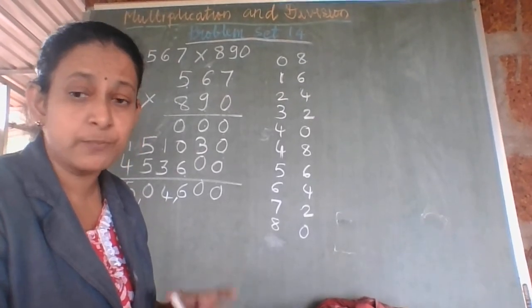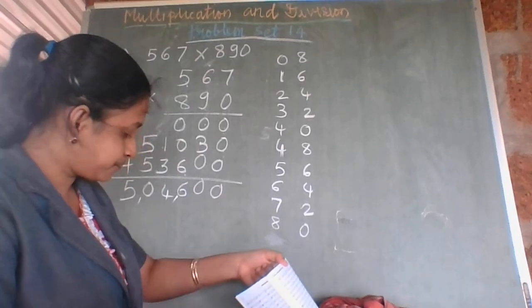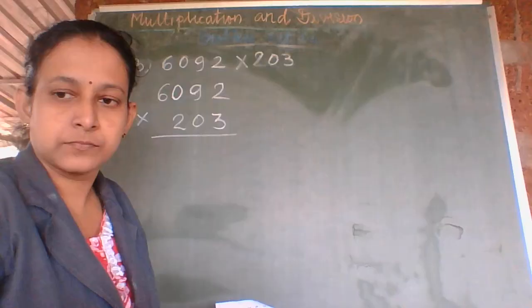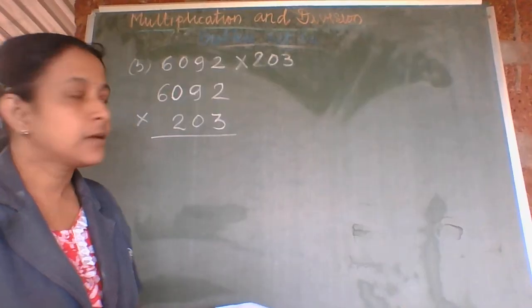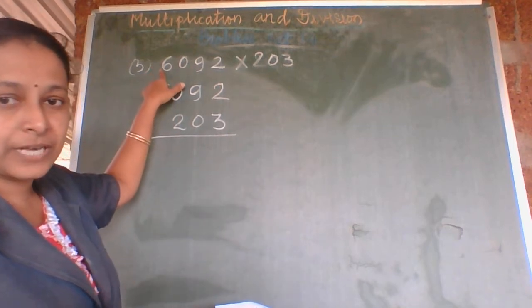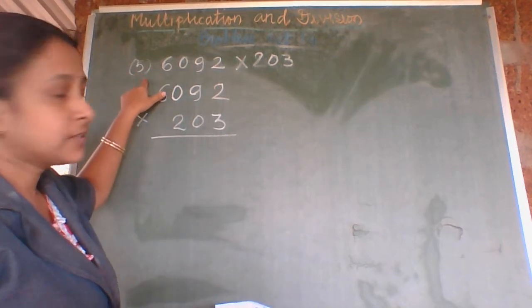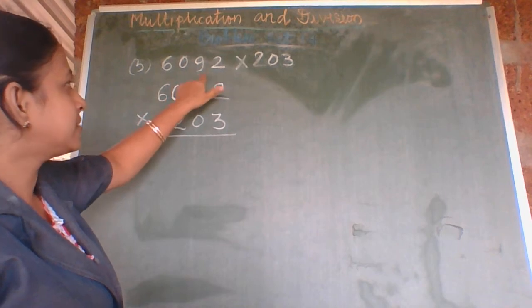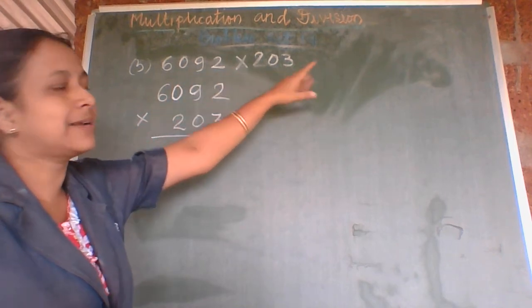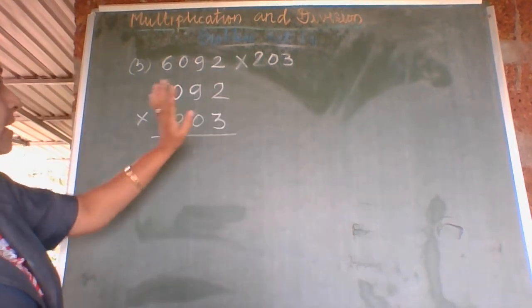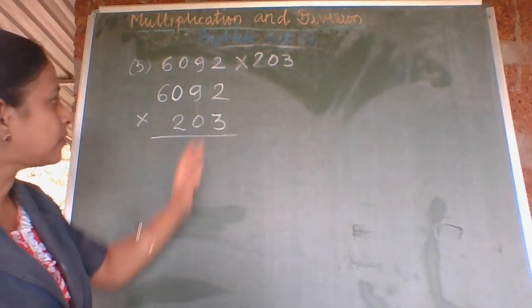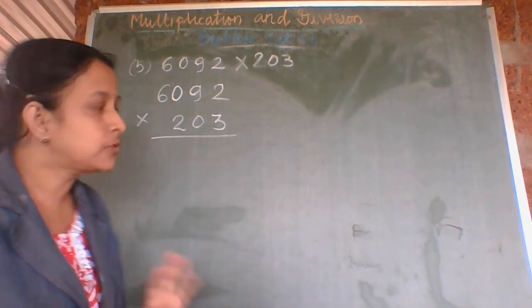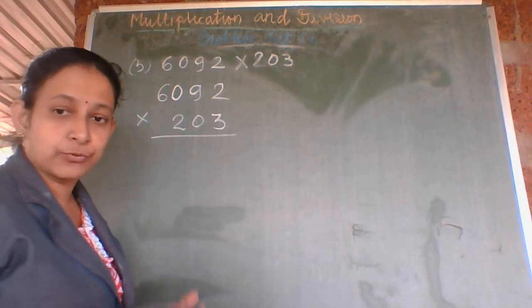One more question from problem set number 14. So let's take now the example number 5. That is 6092 multiplied by 203. Okay, so in vertical you will be writing like this. Fine, now let's go for this problem. So again now you apply the same rules and multiply.